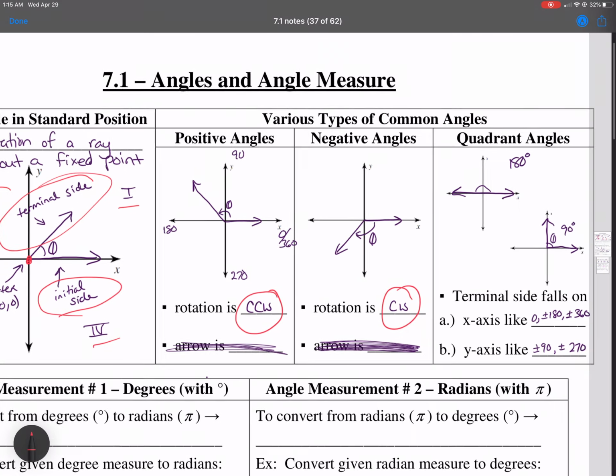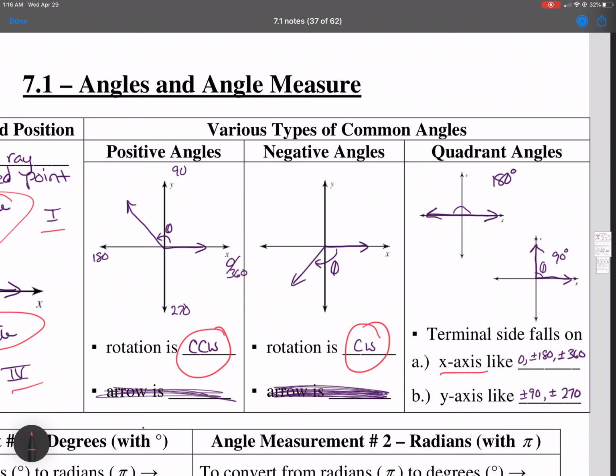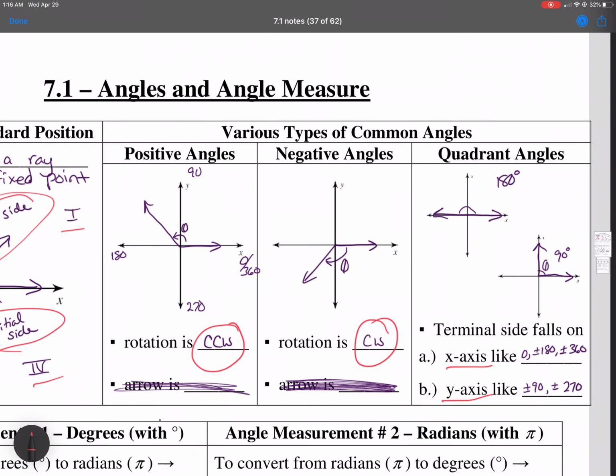Quadrant angles are angles that fall on an axis. For example, those that fall on the x-axis are 0, plus or minus 180, and plus or minus 360. Those that fall on the y-axis are plus or minus 90 and 270. So these are your x-axis, and this is your y-axis. And those are called quadrant angles.